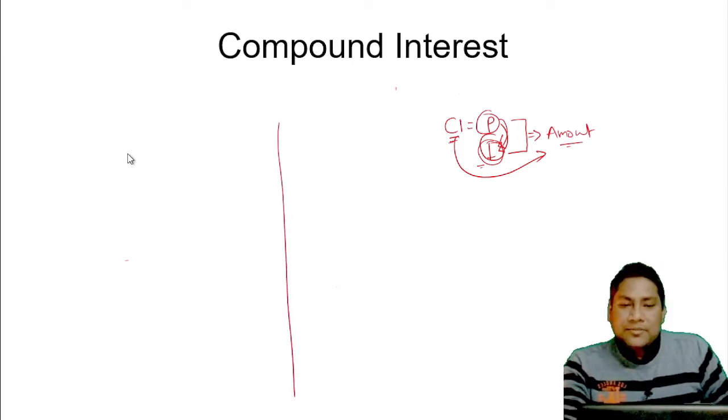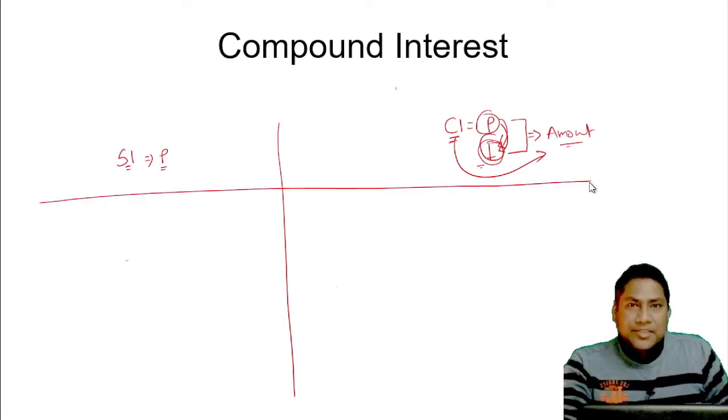So friends, now we understand that compound interest is calculated on amount. Earlier we calculated the simple interest. Now we'll calculate the compound interest. Simple interest is calculated on principal only. So friends, now by an example we will understand it very easily.